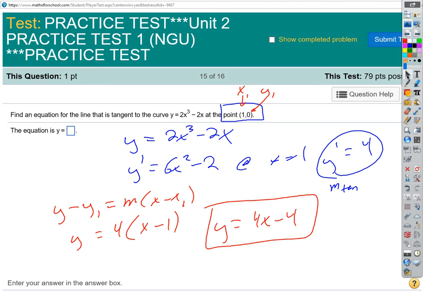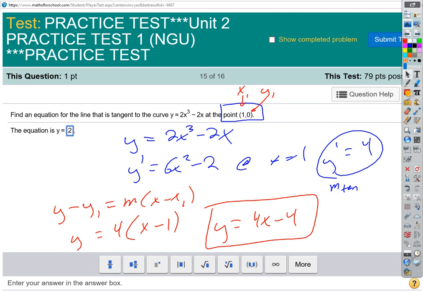Okay. Right, so the concept is just using a derivative to give you the slope of a tangent line. No big deal. And last one.